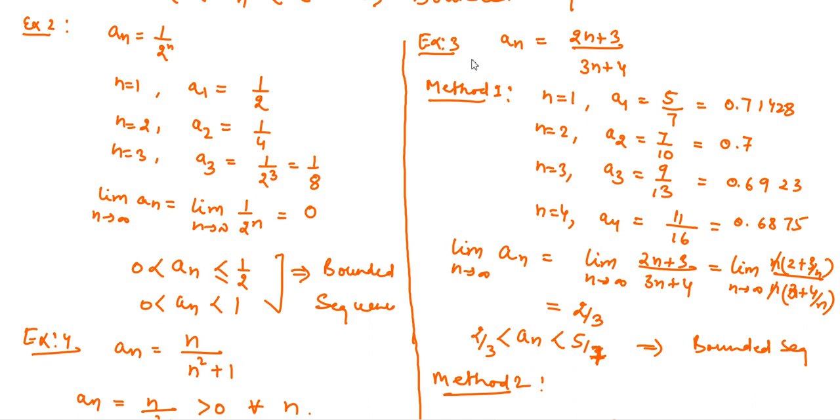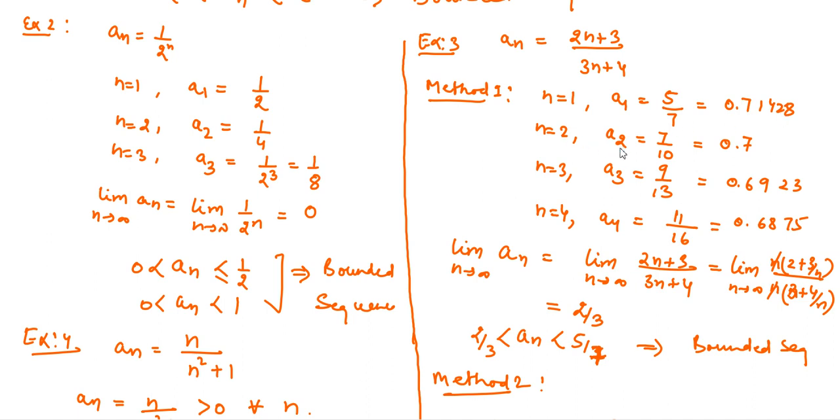Now come to the example 3. an is equals to (2n plus 3) upon (3n plus 4). अब इस सीक्वेंस की बाउंडेडनेस चेक करने के लिए हम दो मेथड डिस्कस करेंगे. पहला, जिसमें कि हम ऑब्जर्व करते हैं terms of the sequence when n is increasing, और सेकेंड मेथड बाय यूजिंग सम लॉजिक we'll find the lower bound and upper bound of the sequence. Okay, so let's start with first method. n is equal to 1 put करेंगे, so we'll get the first term of the sequence 5/7, which is 0.71428.